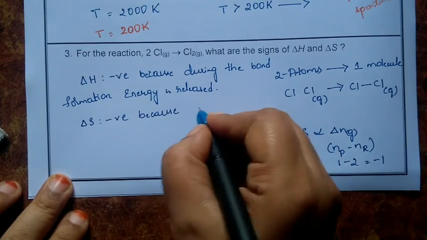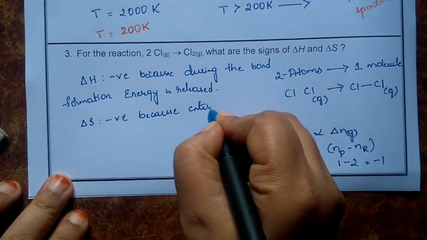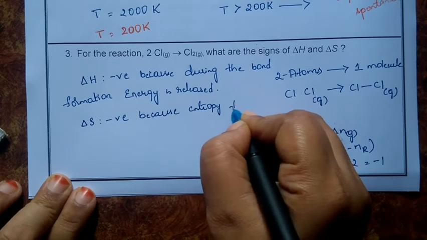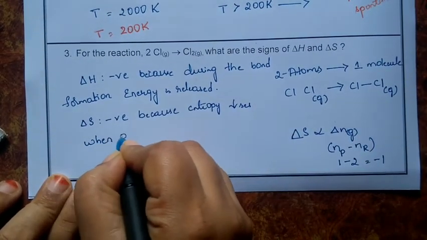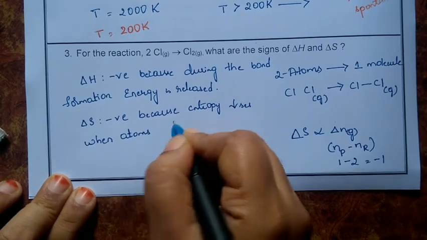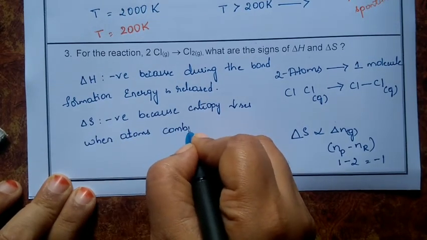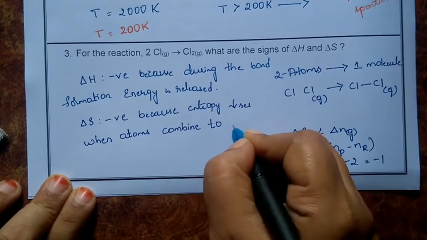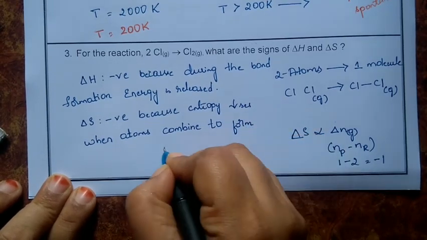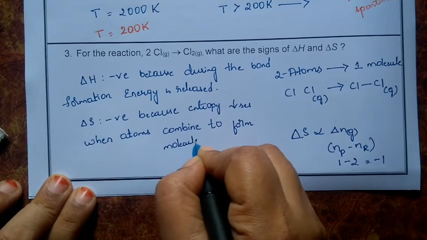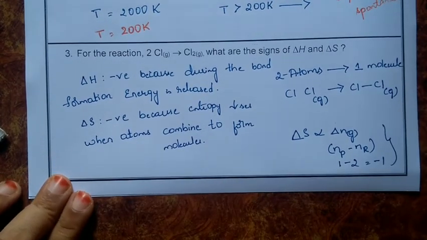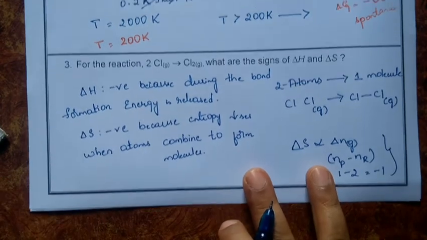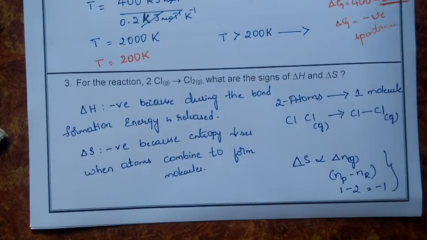Entropy decreases, or randomness decreases, when atoms combine to form molecules. This is one of the reasons. We can take this one also. Clear? It is the same thing we have written in terms of formula and in terms of calculation. That's it.